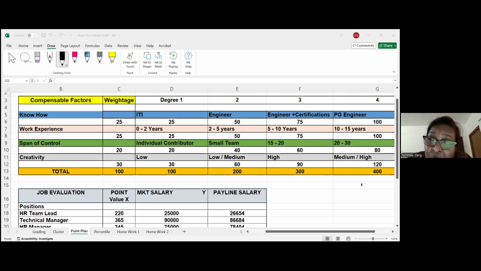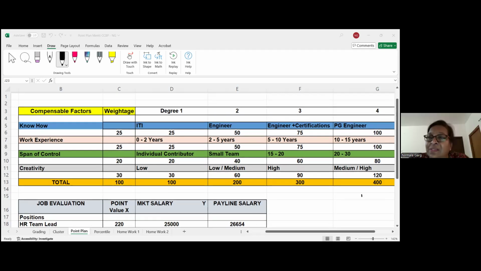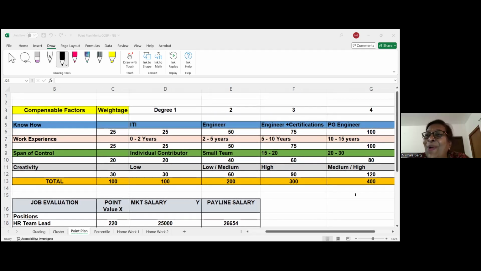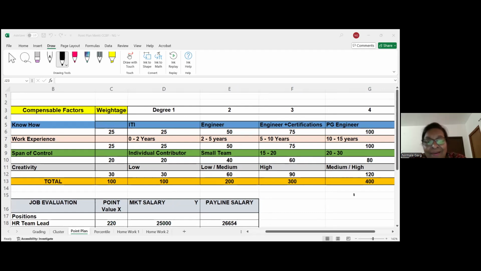So what am I doing? I'm actually apportioning the points only as per the requirement of the JD. Are you now very clear, guys? I understood. All right. Now, having said that, what will you do?